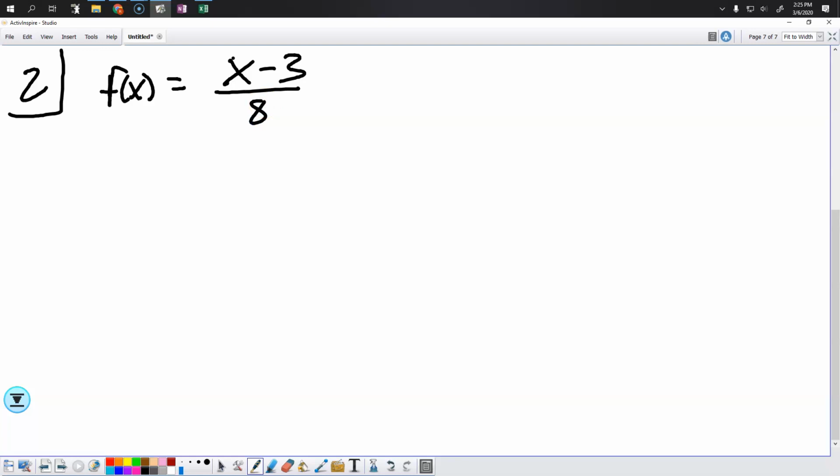X minus 3 over 8. I would write them down because it'll help you with your homework. So step 1, just replace that, right? Yep. Step 2, switch the X and Y.